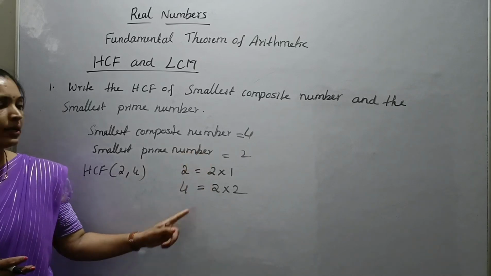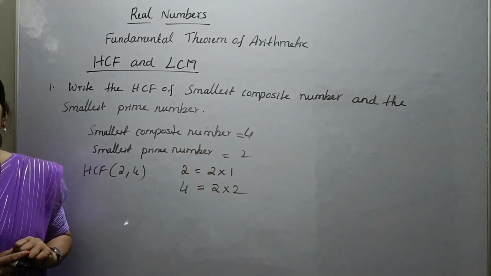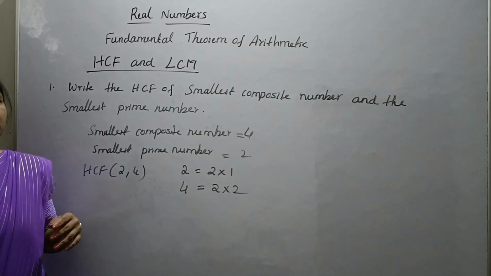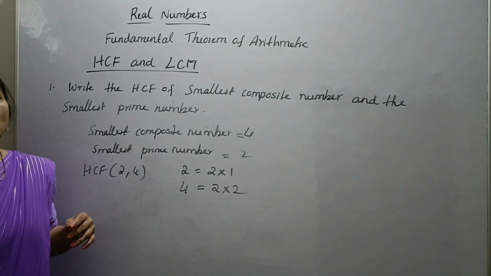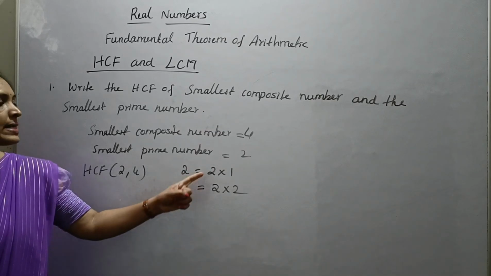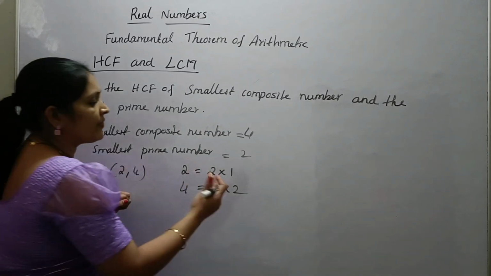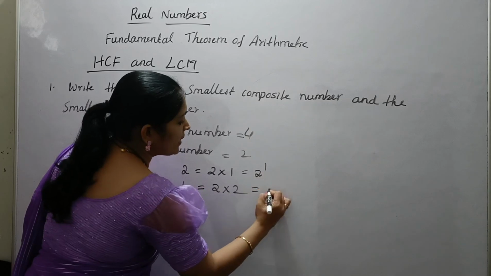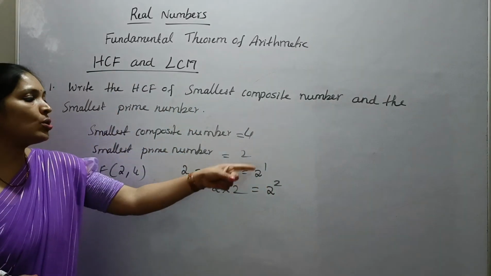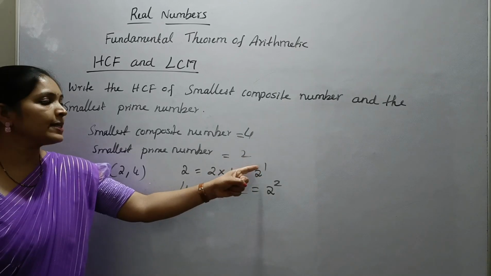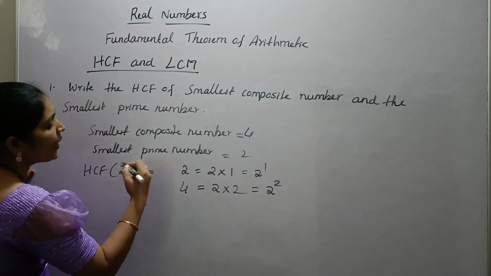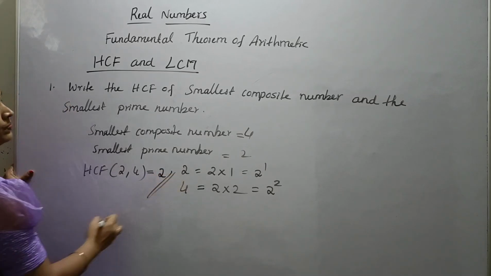Now what is HCF? Here 2 raised to 1, here 2 raised to 2. As I mentioned before, the HCF is the smallest power of each common factor involved in these numbers. Here it is 2 raised to 1 and here it is 2 raised to 2. So the smallest power is 2 raised to 1, that is 2. So the HCF of 2 and 4 is 2.